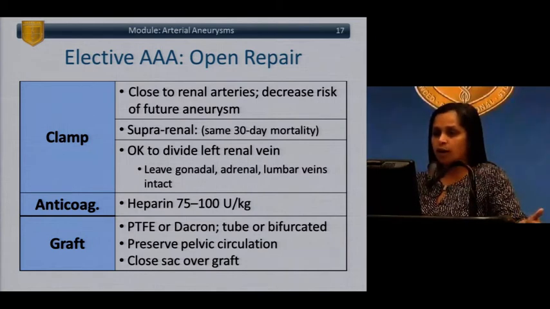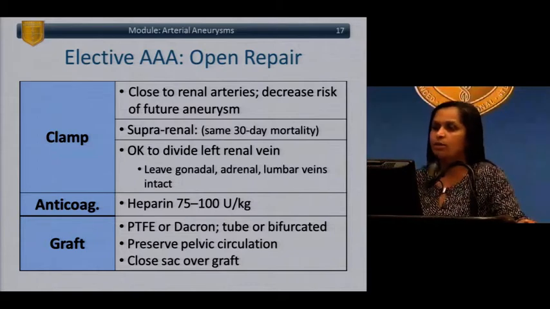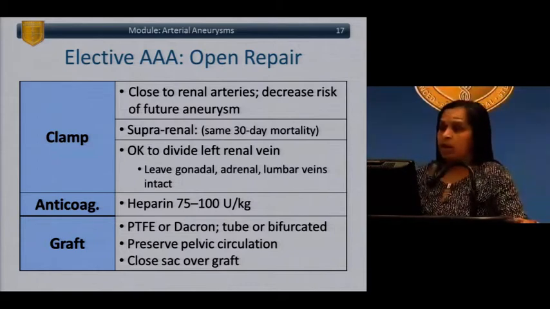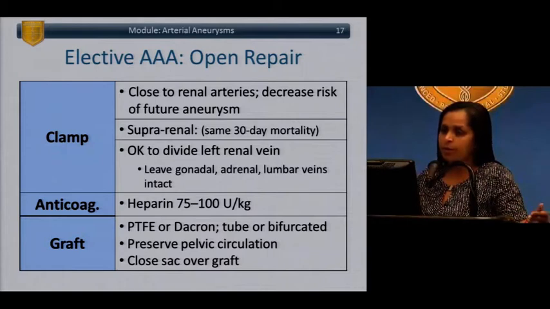You have to consider where you're going to put your clamp. In general, for elective repairs, you want to put the clamp close to the renal arteries, below the renal arteries. You don't want to go too far down on the aorta, even if you have a neck, because there are risks of future aneurysm formation below the renal arteries. If you need to, it's okay to divide the left renal vein. You want to take this close to the vena cava to preserve collaterals.